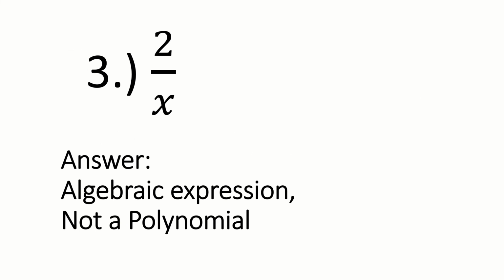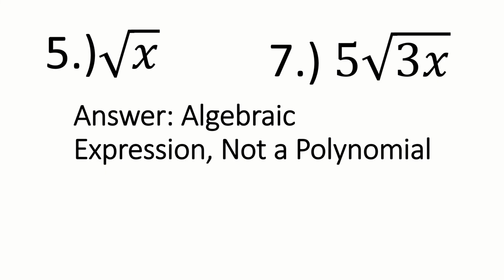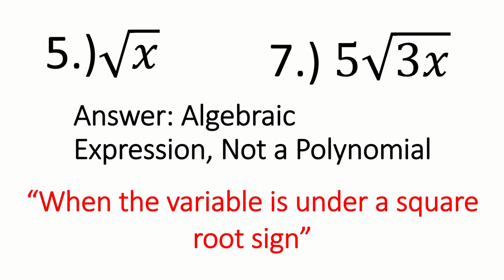So how can we easily determine whether it's a polynomial or not? So first, let's check number 3. So 2 over x. It's not a polynomial because the variable is in the denominator. So if the variable is in the denominator, then it is not a polynomial. Okay. How about 5 and 7? So why is it that the following are not polynomials? Because the variable is under a square root sign. So if it's inside the square root, then it is not a polynomial.